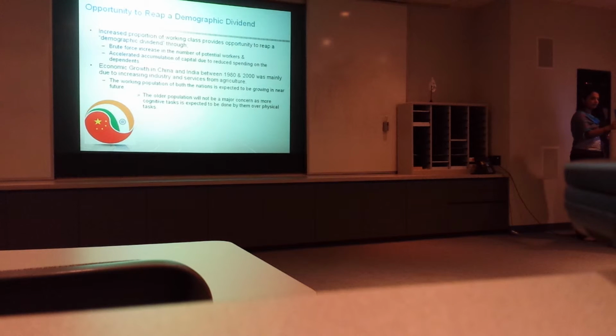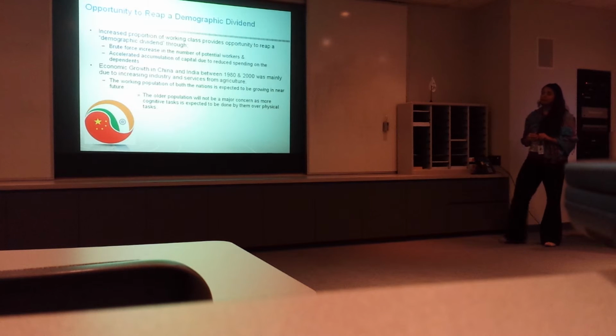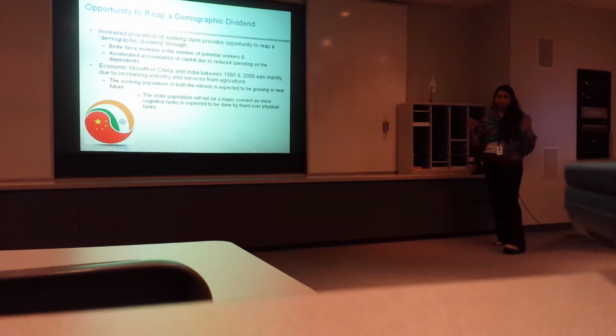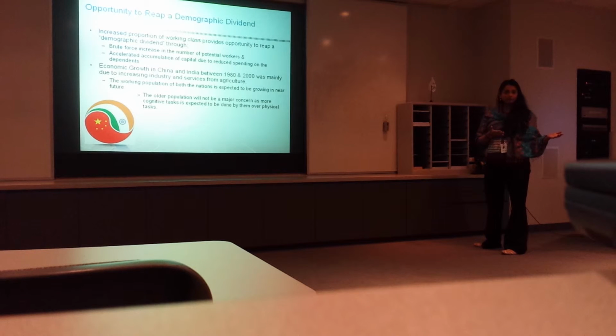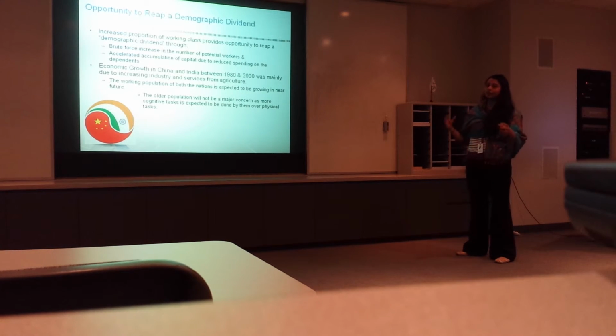So with that being said, I would like to now jump into the second major point, how demography can be a dividend for these populations. An increased proportion of working class provides an opportunity to reap a demographic dividend. As you've seen in the graphs earlier, both India and China have a very high working population. The two main bullets I have listed here: first, brute force increases in the number of potential workers, and second, accelerated accumulation of capital due to a lower percentage of dependent population.